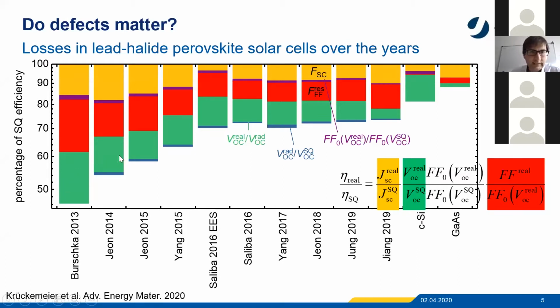And when you just look at the green bars, you can see the development in the losses in open circuit voltage. And they indeed go down over time, especially the last one here from Jingbi You's group last year was a substantial improvement. So the green bar is quite small. It's also smaller than the one in silicon, which is obviously limited by Auger recombination. But it's still not as small as the one in gallium arsenide. So there's still some losses left.